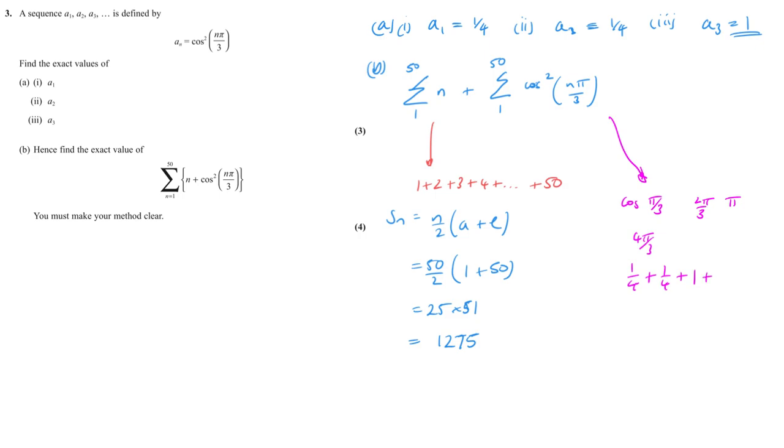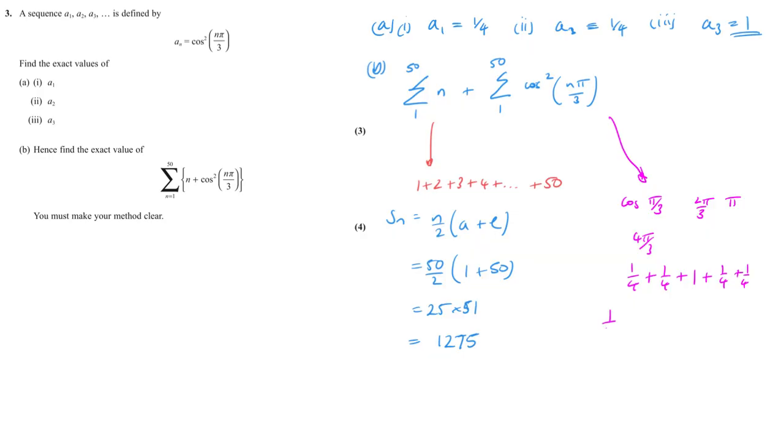Then 4 pi by 3 is cos of 240. That's going to again be a quarter. 5 pi by 3 is going to be a quarter. And then 6 pi by 3 is 2 pi. Cos of 2 pi is going to be 1. So that's the pattern, isn't it? It's going to be a quarter, quarter, 1. Quarter, quarter, 1.